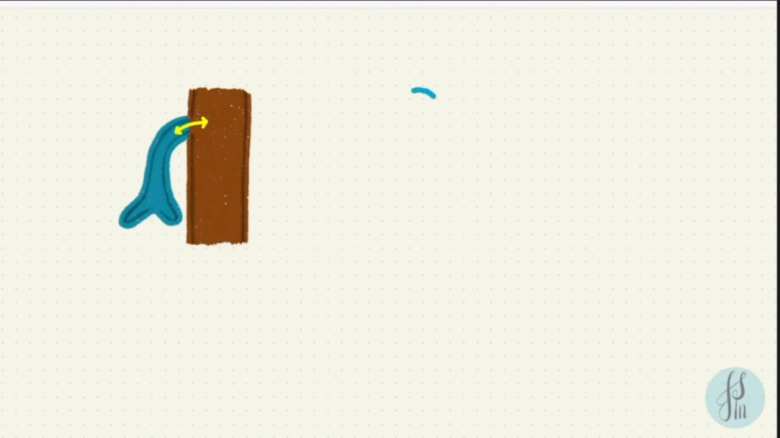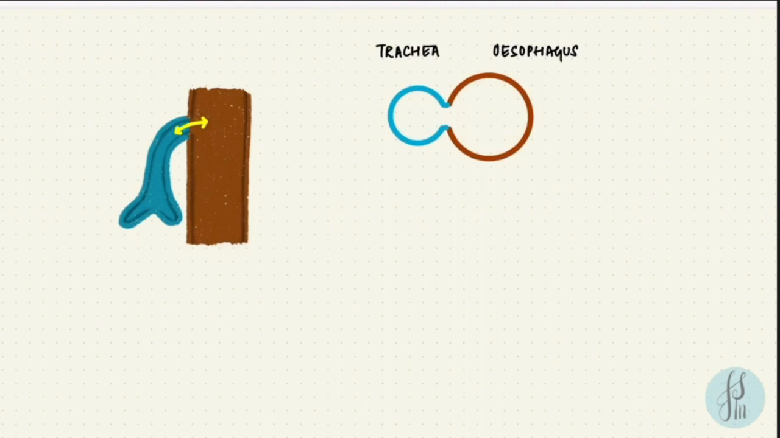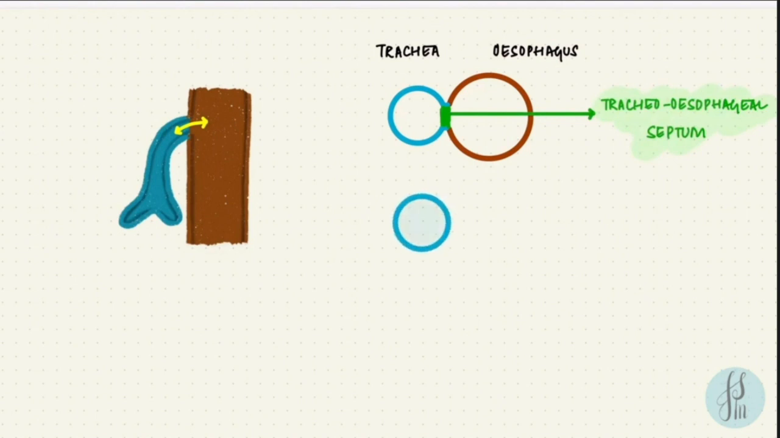But this has to close. How? For that, we have to flip it over and look at it from above. This is the developing trachea in front and the esophagus behind. These are folds that are going to form longitudinally, the tracheoesophageal folds. They fuse in the midline to form the tracheoesophageal septum. So now both of them are separate, with a ventral trachea and a dorsal esophagus.